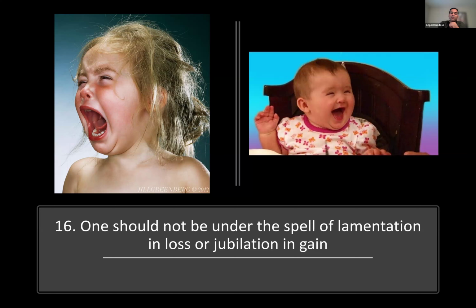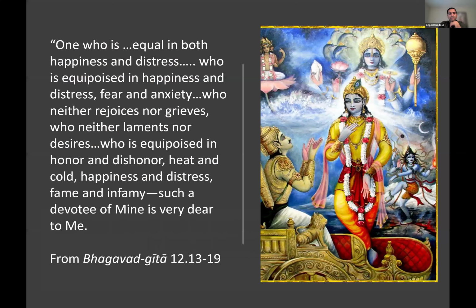16. One should not be under the spell of lamentation in loss or jubilation in gain. So one should not be under the spell of lamentation or jubilation. One of the key messages of Gita: happiness and distress, be steady in both. If you're not steady, your bhakti will also waver. Like your emotions waver, your bhakti will waver. So be steady in your emotions. Be steady in your practice of bhakti.